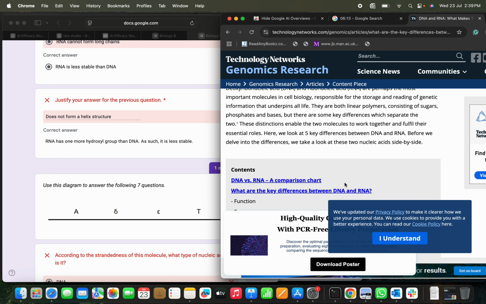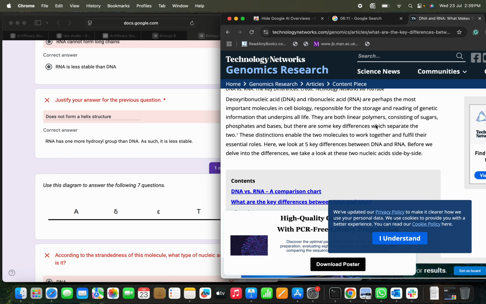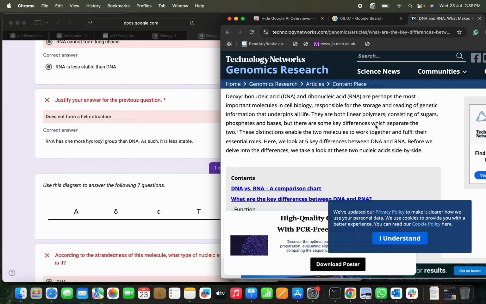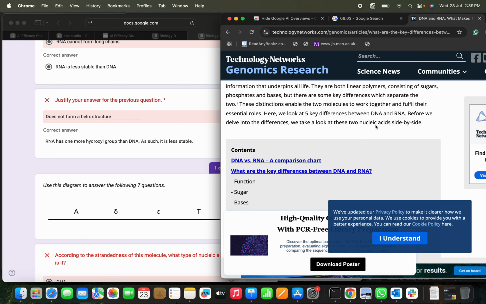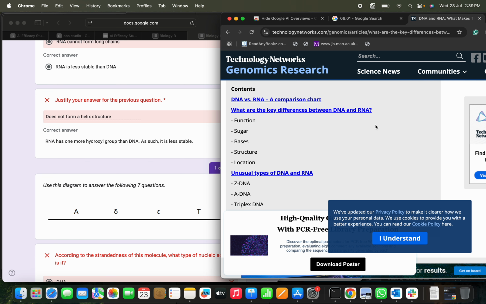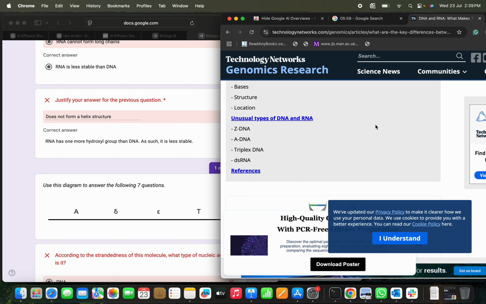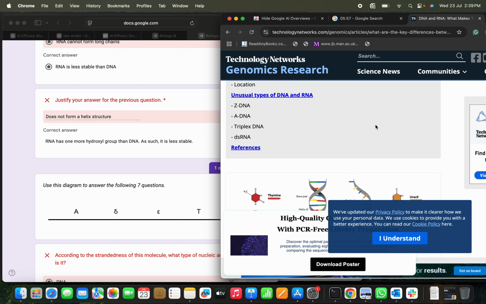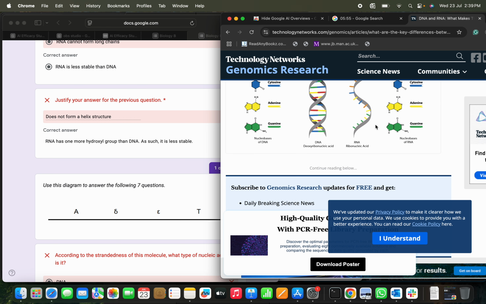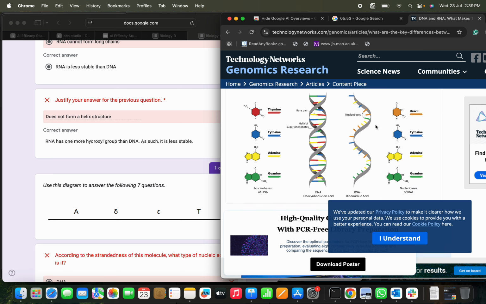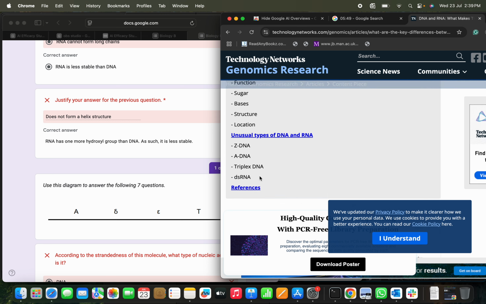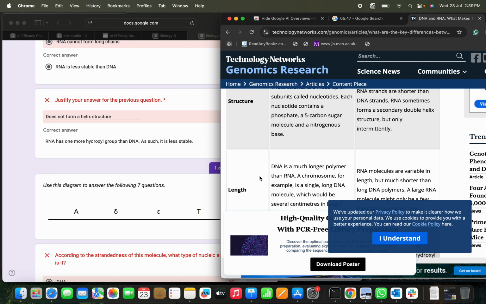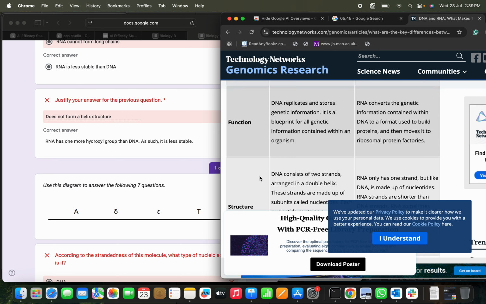Deoxyribonucleic and ribonucleic acid are both responsible for carrying genetic material. They are linear polymers consisting of sugar phosphates, which is a key difference. This enables the two molecules to work together and fulfill their functions. DNA versus RNA compared by function and sugar bases. Unusual types of RNA. Alright, okay, this is the function.